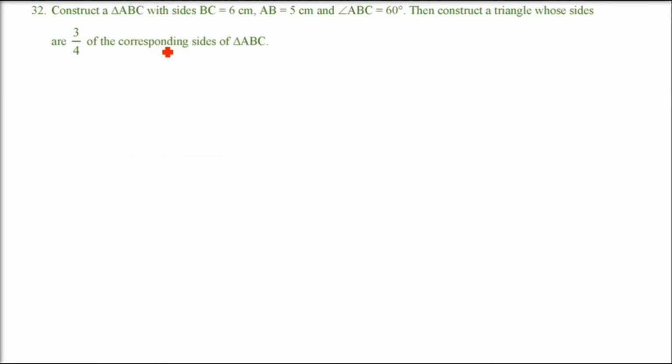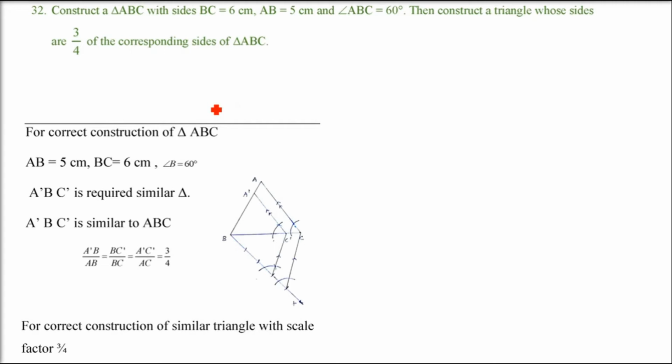Construct a triangle with sides BC equals 6 centimeter, AB as 5 centimeter, angle ABC is equal to 60 degrees. Then construct a triangle whose sides are 3 by 4 of the corresponding sides of triangle ABC. So how are we going to do it? I'll try to make it.